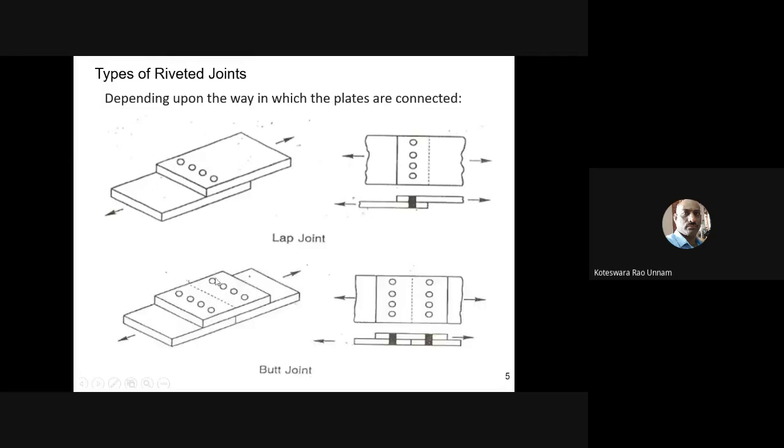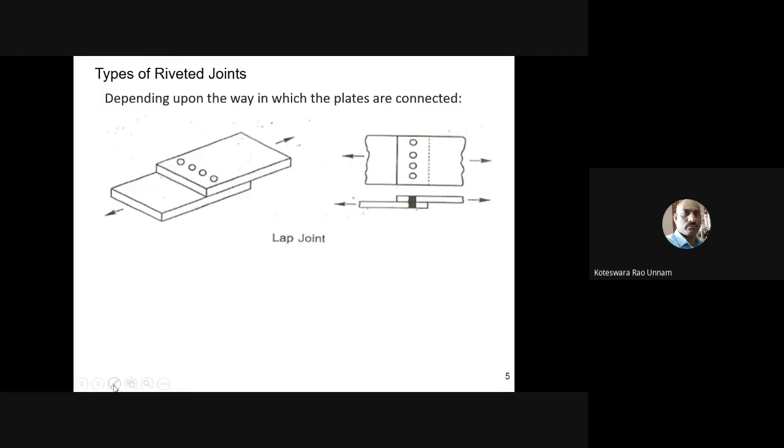So in case of lap joint, how are the plates connecting here? This is one plate and this is another plate, and these two plates are connected through the rivets here. If you look at this joint, this is the front view and this is the top view of the joint. Here you can see that this is the bottom plate and this is the top plate. These two plates are connected through this rivet.